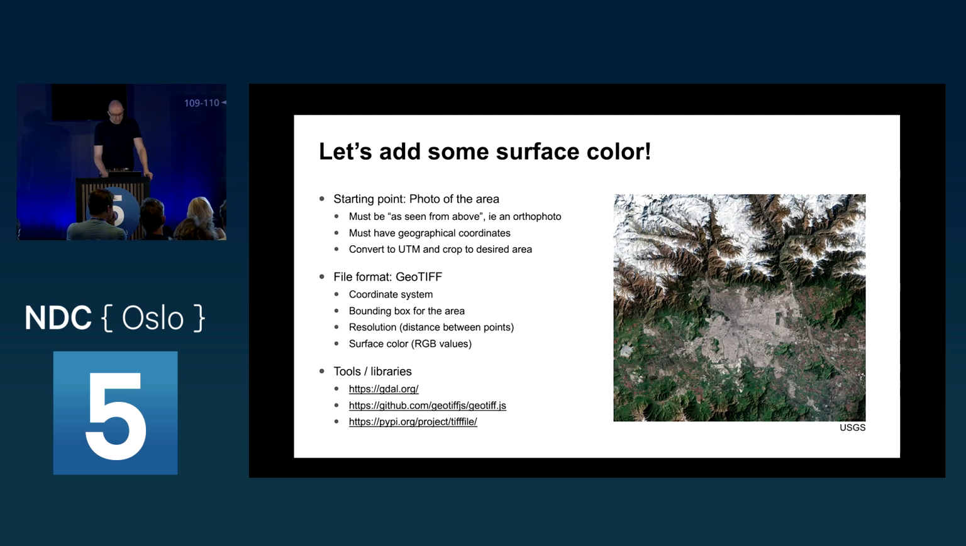But yeah, grayscale surfaces aren't that interesting. We need to add some surface color as well. Basically, textures. So as a starting point here, you have to have a photo of the area. And this photo has to have a particular property. It has to show the area as seen from above. That's an easier way to understand something called an orthophoto.